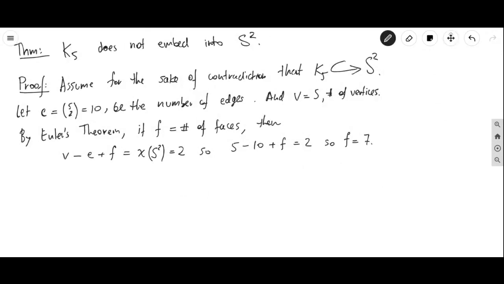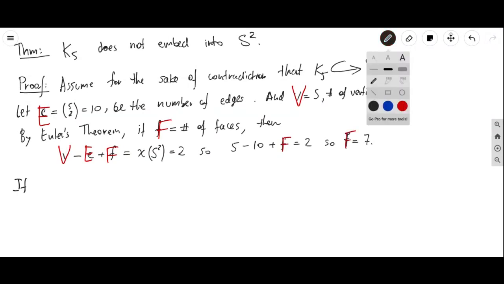Okay, here's the next thing. I'm not a fan of this notation. Let's use capital letters. You'll see why. E is the number of edges, V is the number of vertices, and F is the number of faces. Then V minus E plus F is 2, and so F is equal to 7.